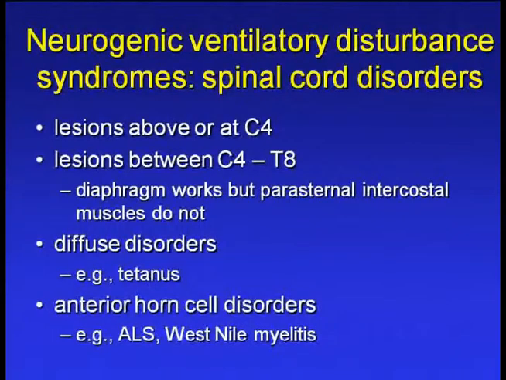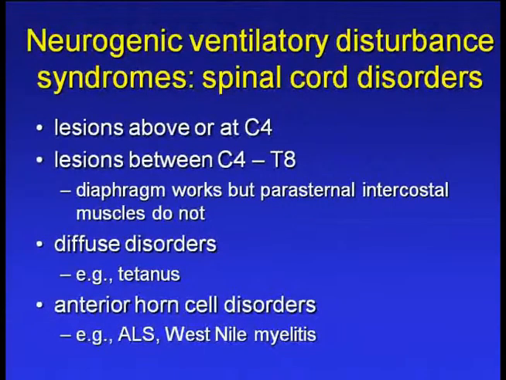So a lesion at or above C4 will paralyze the diaphragm. Between C4 and T8, you'll have varying degrees of parasternal intercostal weakness. Obviously, if you're down at T8, there isn't going to be very much of it. You probably won't notice it. You could have failure from a diffuse disorder like tetanus, in which all the muscles are in spasm and you can't ever relax them in order to recontract them. Or you could have an anterior horn cell problem.